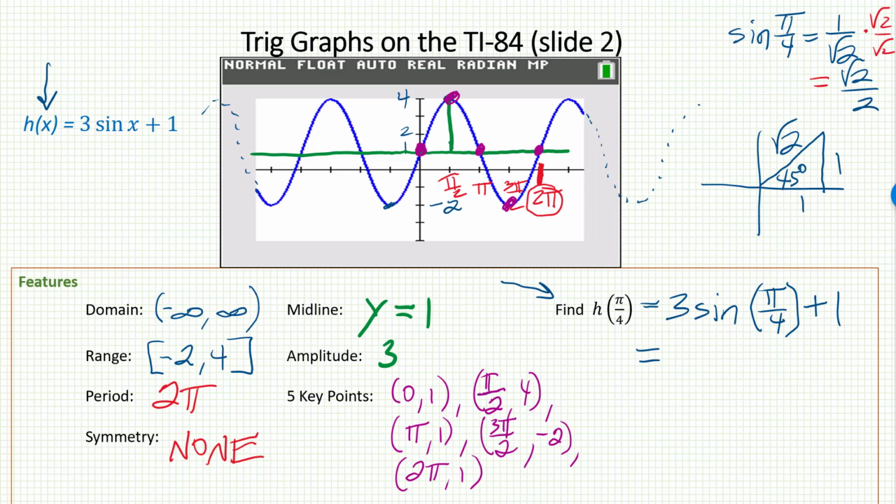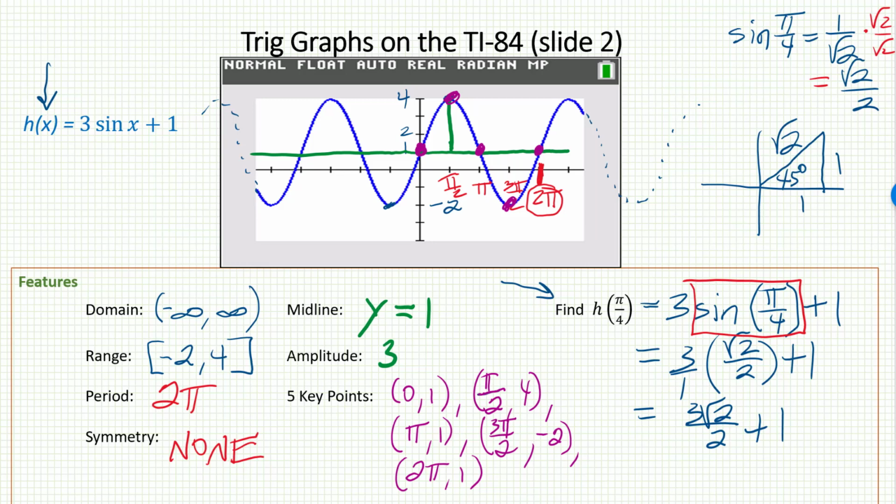So this down here becomes 3 times square root of 2 over 2 plus 1. Remember, sine pi over 4 was equal to square root of 2 over 2. In terms of simplifying, this becomes 3 root 2 over 2 plus 1. And that's probably a fine answer. The best answer, though, I think, would be to get a common denominator for the 1, to treat the 1 as 2 over 2. And that allows us to write the answer as a single fraction, 3 root 2 plus 2 all over 2.